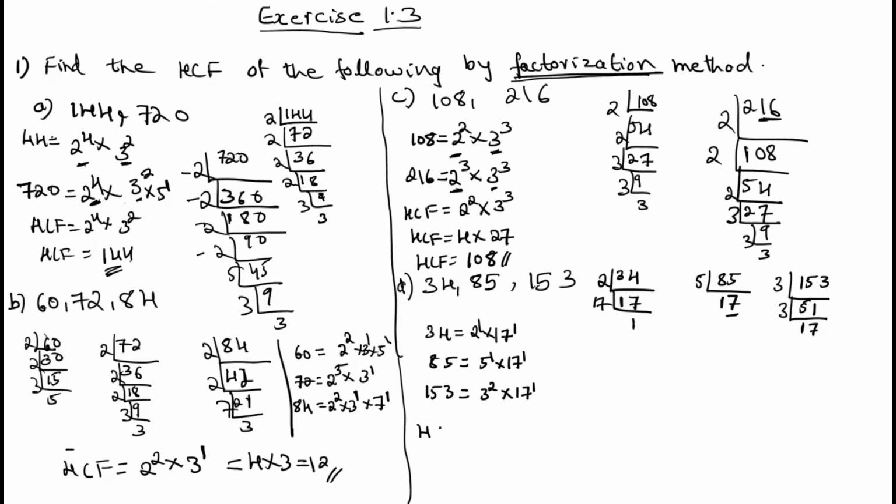The question is to find the HCF of the numbers. So HCF is equal to, the formula says, the product of the least power of the common factors. You can observe here only one common factor is there, that is 17. What's the least power? Here you can observe the least power is 1 only. So HCF of the given three numbers is equal to 17 only.